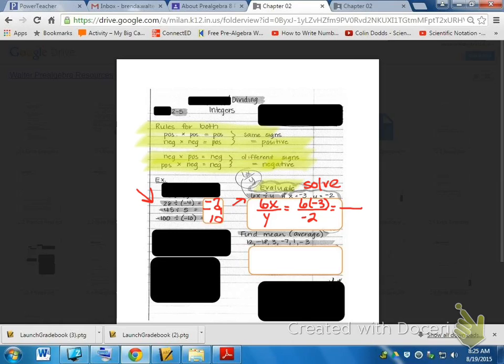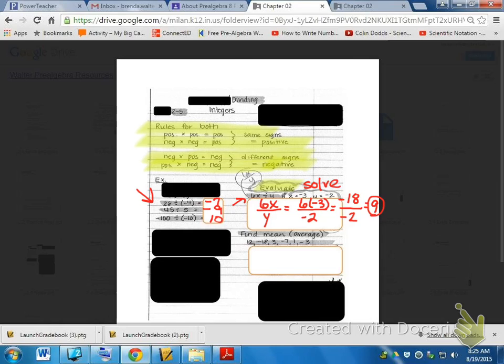Positive, yes, +6 times -3 would be what? -18. And then -18 divided by -2 would be just +9. Good job. When you have a problem like that, make sure, again, one value for the top and one value for the bottom before you divide.